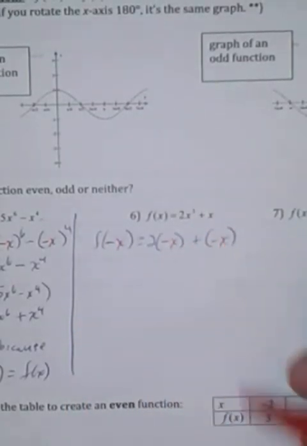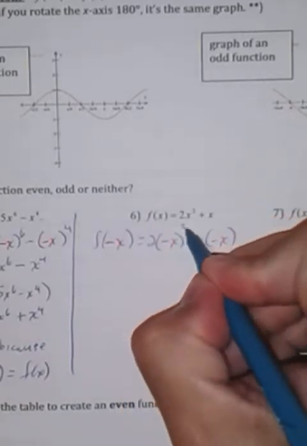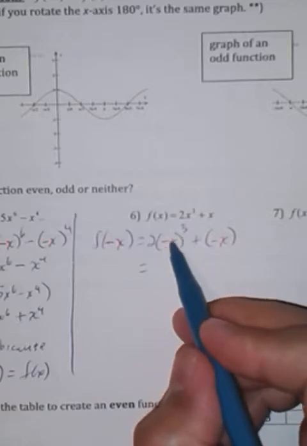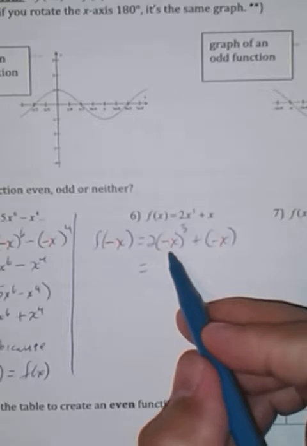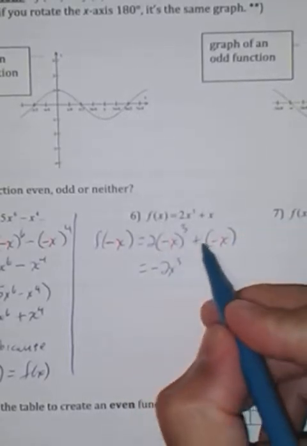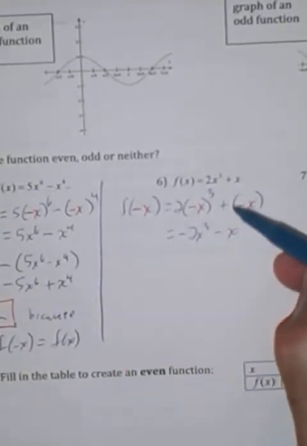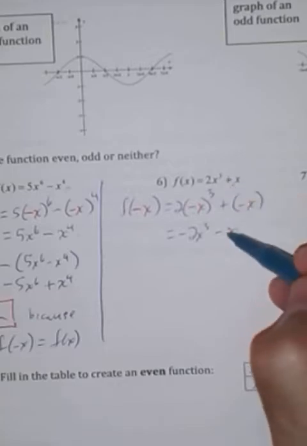Okay, so f of negative x, oops, I forgot the 3rd power here. So when you have multiplied three negatives, because this is negative x times negative x times negative x, right? The negative x to the third. There's three negatives, so the answer will be negative. So it'll be negative 2x to the third plus negative x is just minus x. Okay, those are not the same, by the way, right? So notice we can already tell this is not even, right? Because these two are not the same.